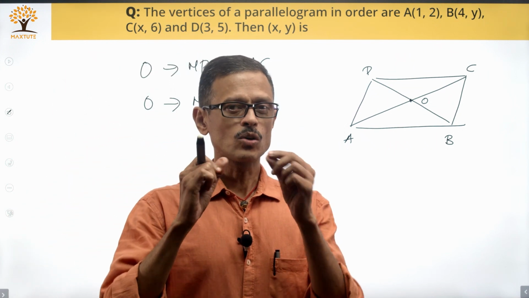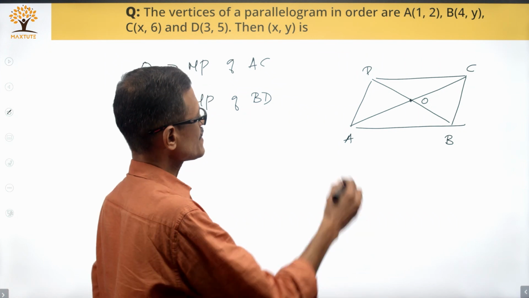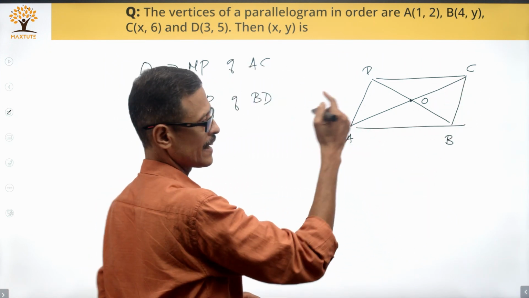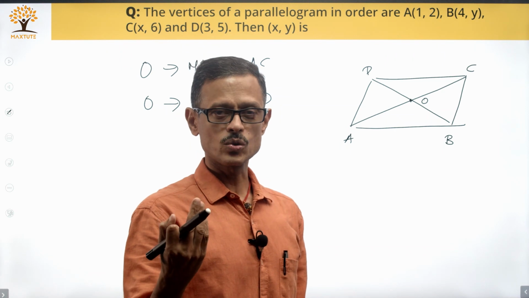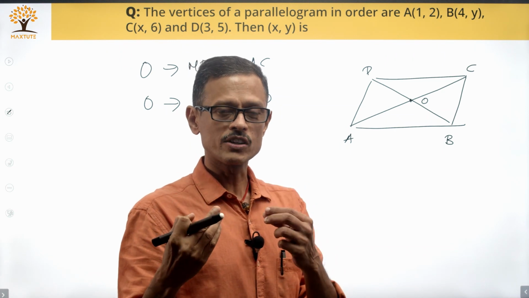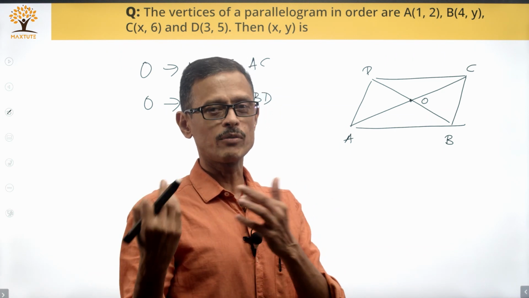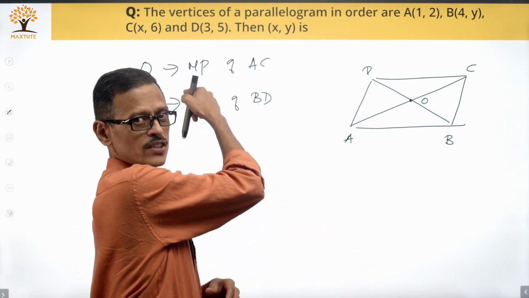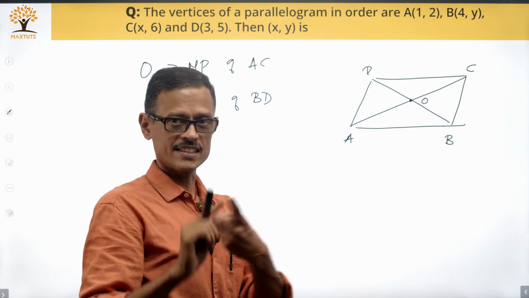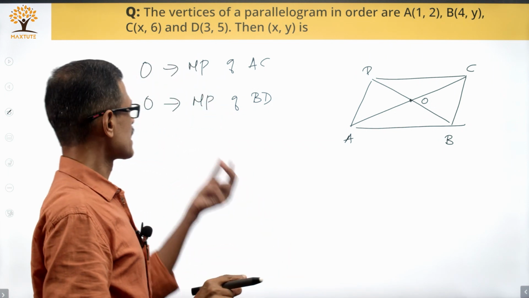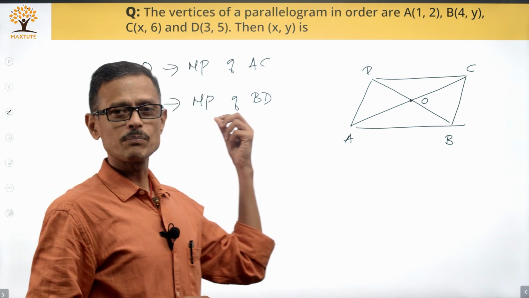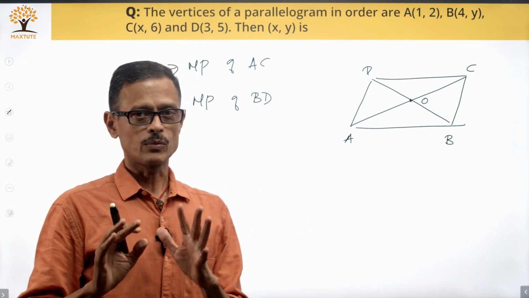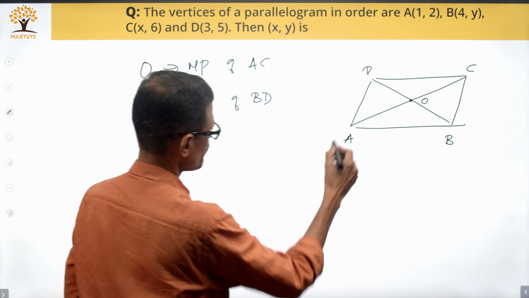So, we will compute the coordinates of point O as the midpoint of AC. If, let us say, the coordinates of A are x1, y1 and the coordinates of C are x2, y2, then we know the coordinates of the midpoint will be (x1 plus x2)/2, (y1 plus y2)/2. That is what we are going to do to compute the coordinates of O as the midpoint of AC, that is step 1. Step 2, we will compute the coordinates of O as the midpoint of BD. Then we will equate these two to find out the values of x and y. So, these are the steps involved. Quickly mark the coordinates.